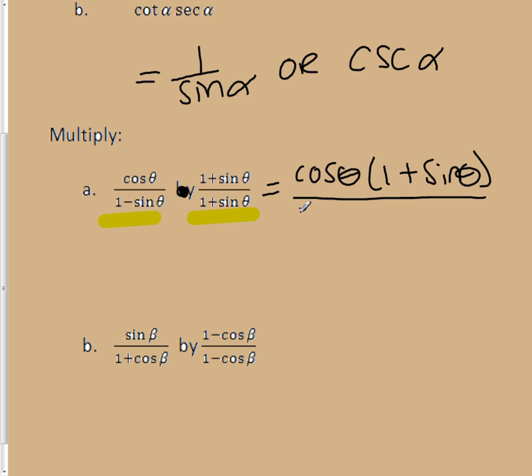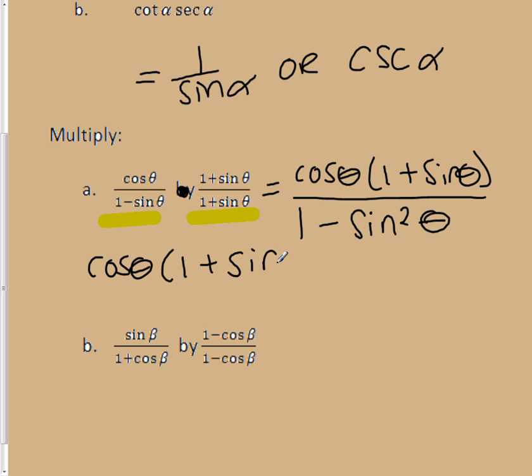And so it's going to be 1 minus the sine squared theta. And we know that 1 minus the sine squared theta is just a Pythagorean identity, just kind of changed a little bit. So we know the denominator is going to be cosine squared. So we have the cosine of theta, 1 plus the sine of theta, over the cosine squared theta.